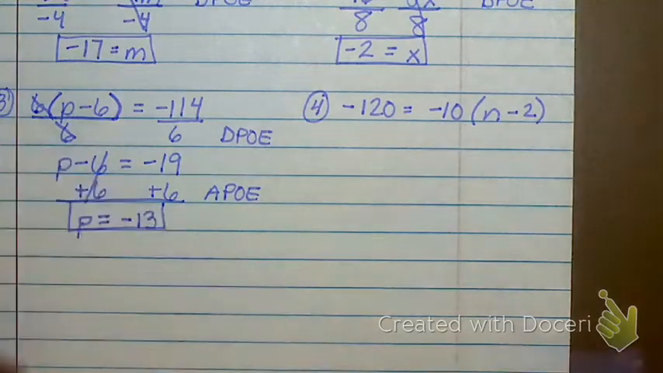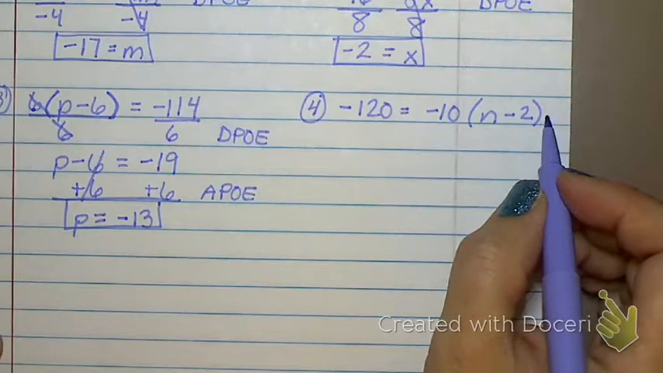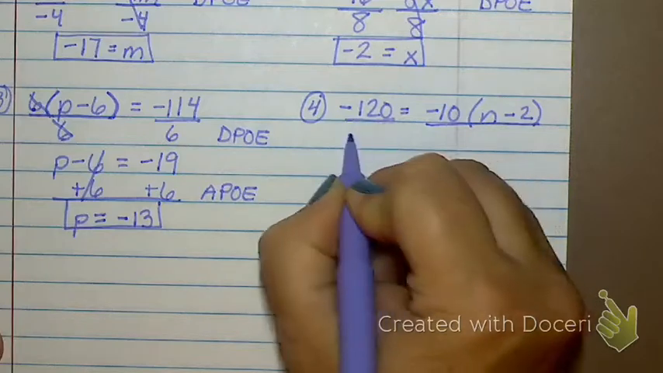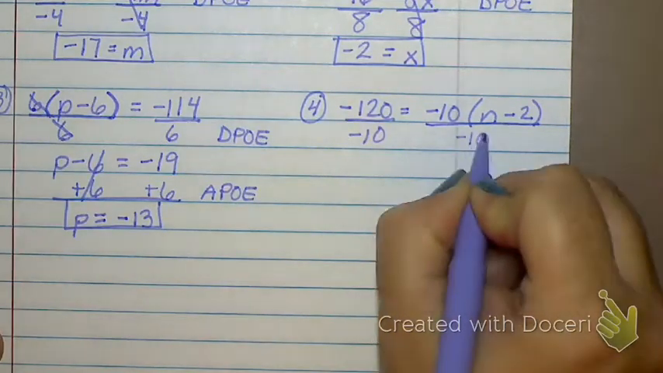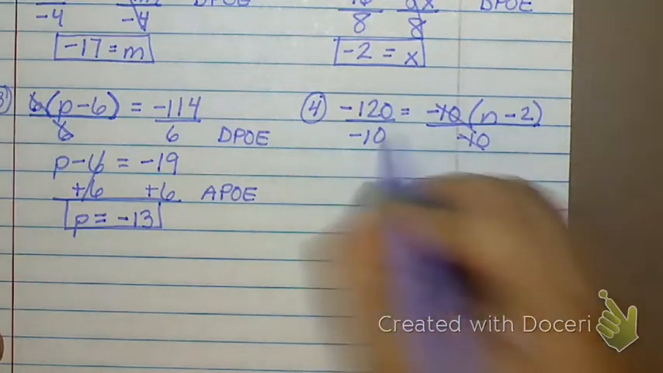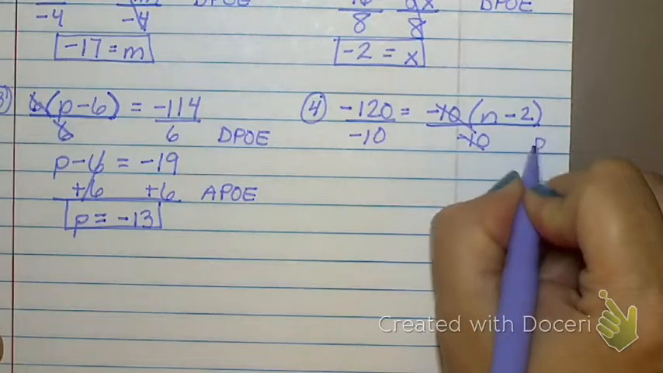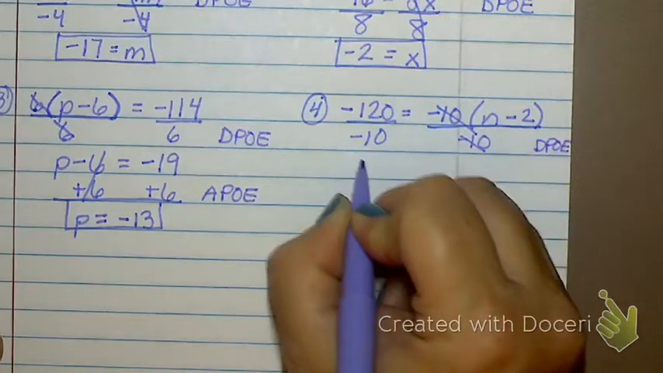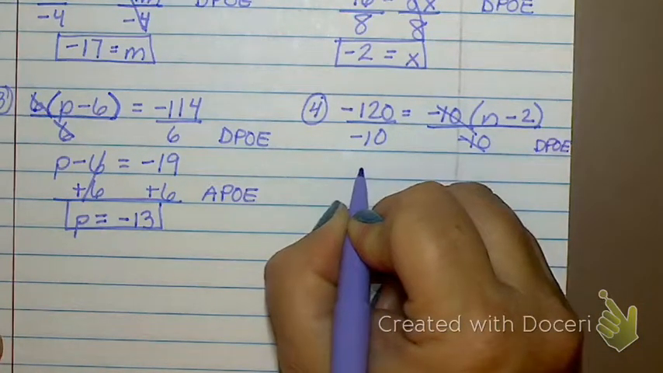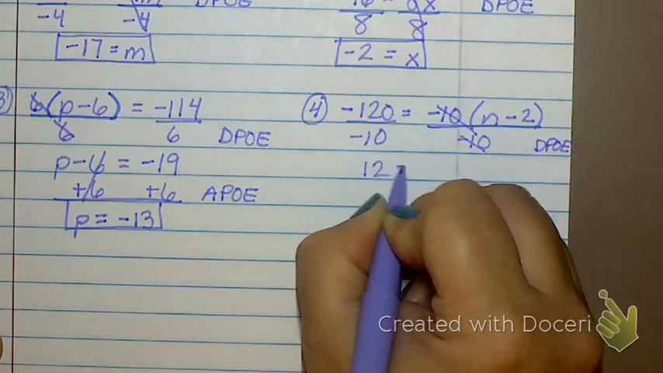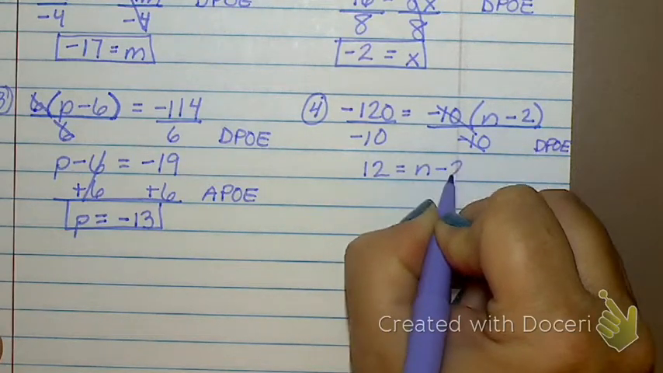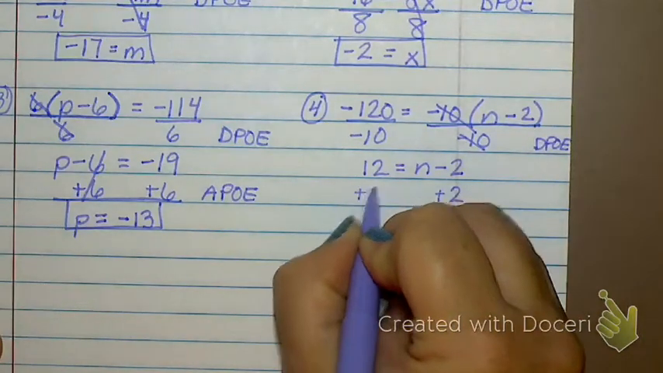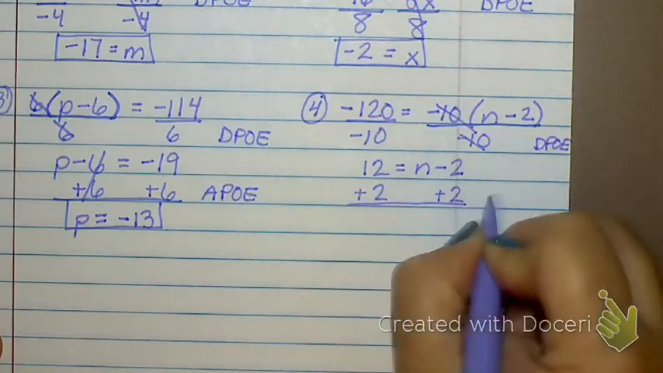You got it? What am I going to do first? Divide by what? Negative 10. And I can do that first because this side divides nicely. What property is that? Division property of equality. So what's negative 120 divided by negative 10? Positive 12 equals what? N minus 2. What's my next step? Add 2. What property is that?